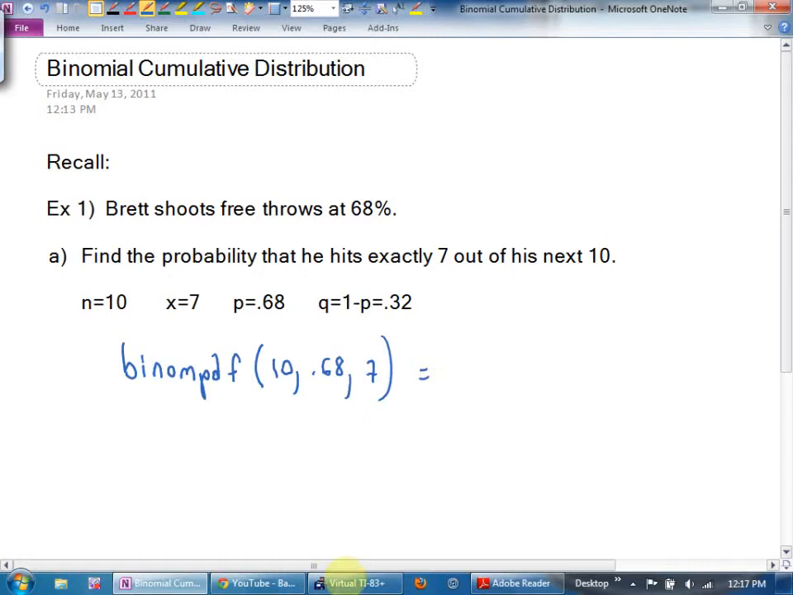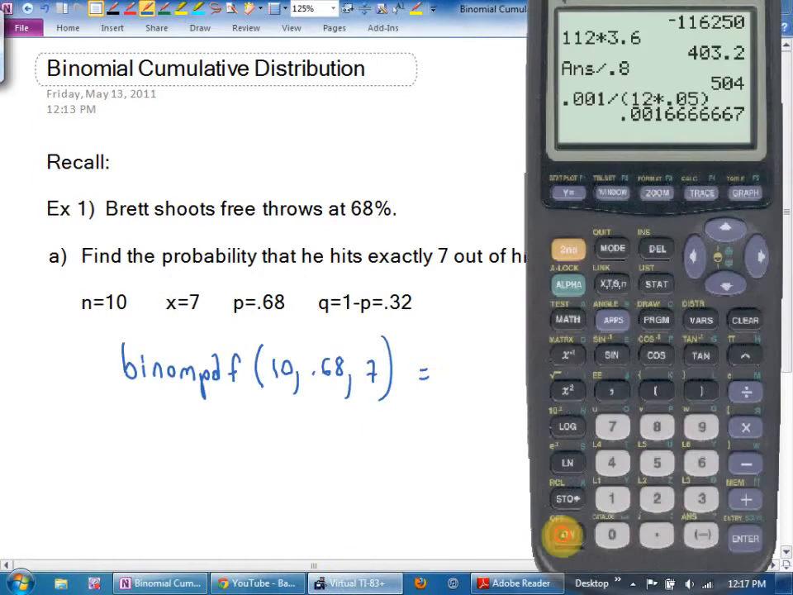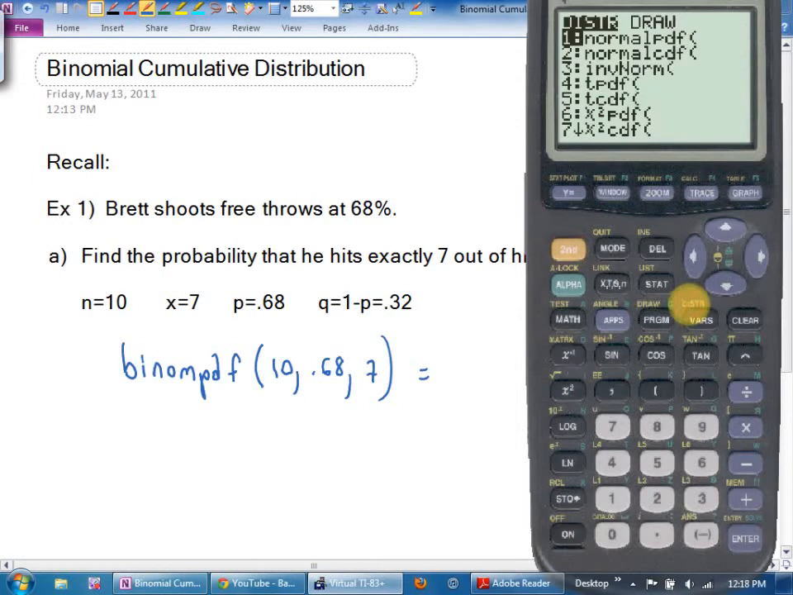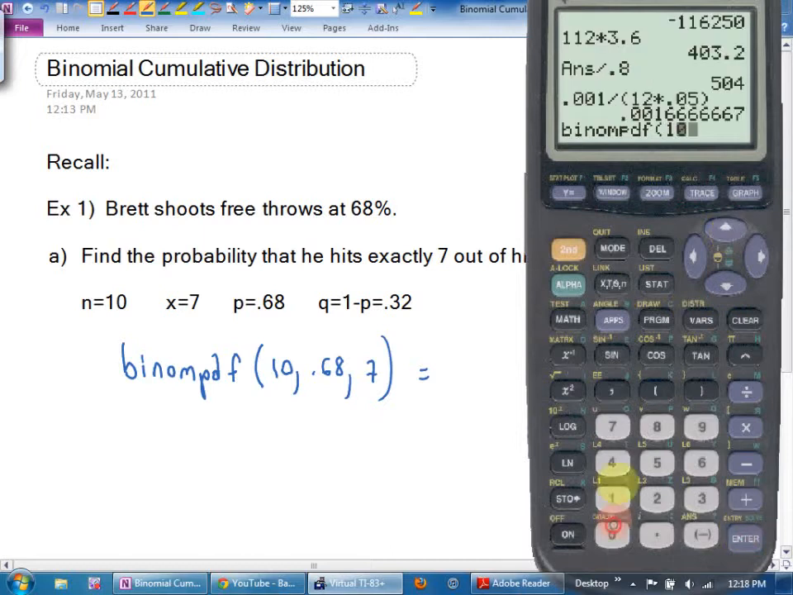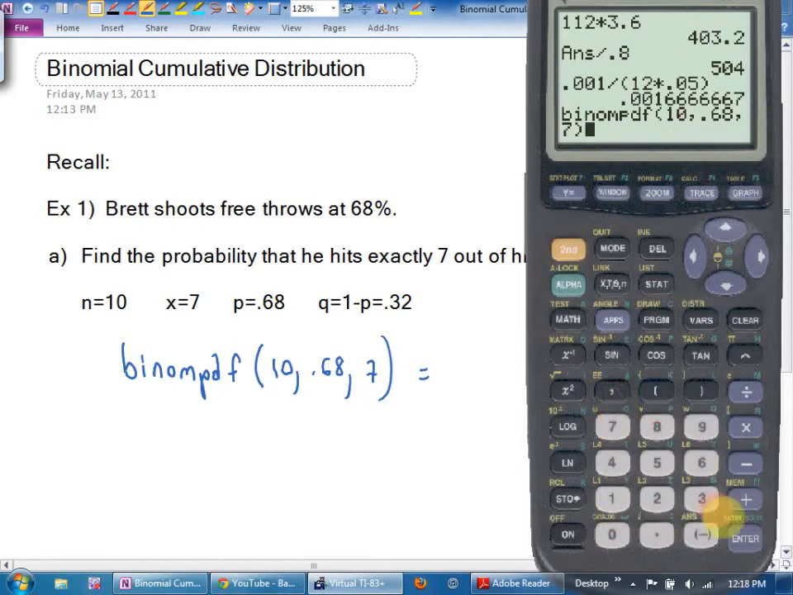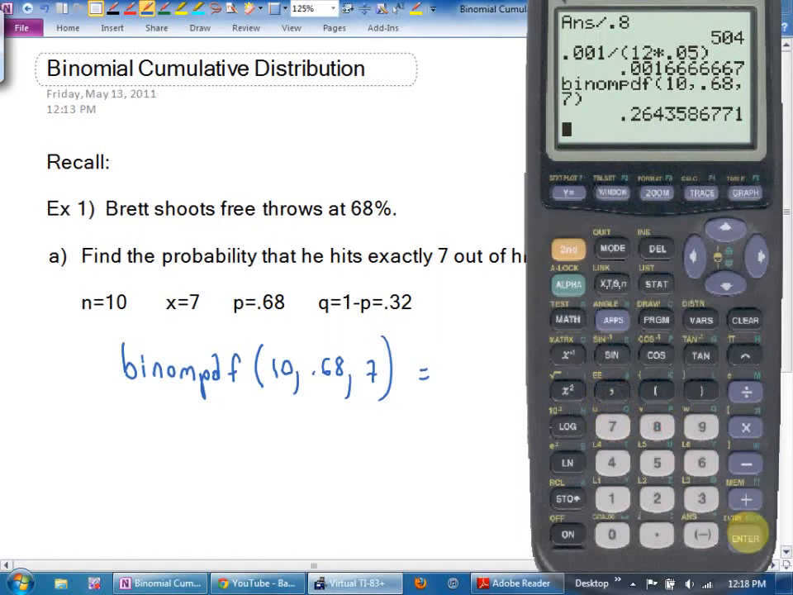Now, we need to find where that function was. You need to memorize where this is if you're going to go the graphing calculator route. I will not show you where it is. I will just laugh at you. It's under the distribution function. And you can see there's a whole bunch of different types of probability distributions. What if there's more than two outcomes? That's built in there. What if the odds are changing? That's built in there too. Here in Math 12, we only look at the binomial. 10, 0.68, 7. He's got a 26%, 0.2644.